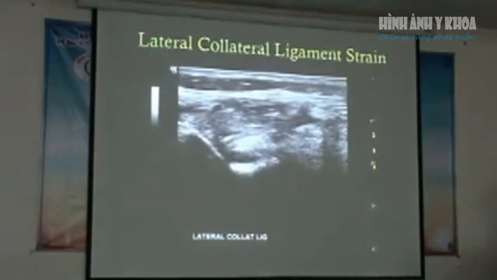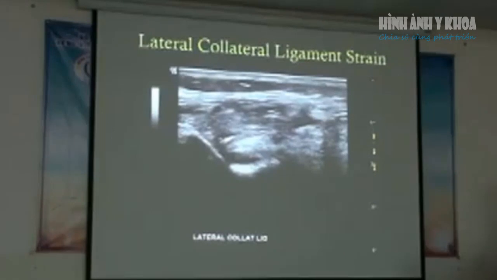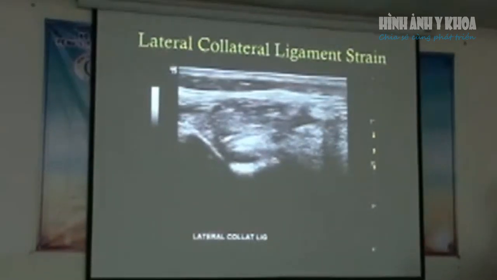So you can see here, this is a strain or an injury to the proximal aspect of the lateral collateral ligament. So this is the proximal insertion, and you can see that it's quite thickened, it's heterogeneous, and it's lost that normal fibrillar pattern that you'd expect to see in a normal tendon. Đây là một cái tình trạng giãn của đầu gần của dây chằng bên ngoài, mình thấy là nó tăng đường kính, cái bản âm không có đồng nhất và nó mất cái cấu trúc sợi của cái dây chằng.